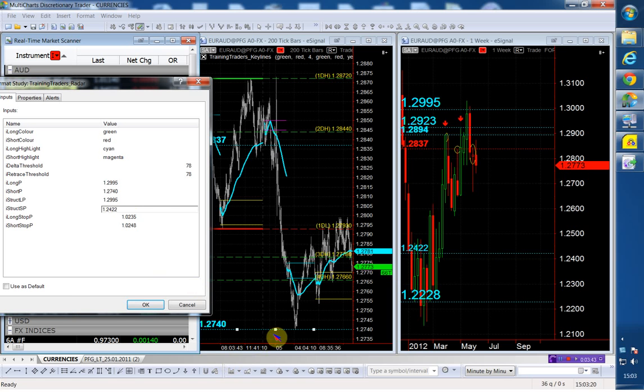And if I go short below 127.40, my stop is going to be right there at 127.93. So I'm risking about 50 pips on the short side.